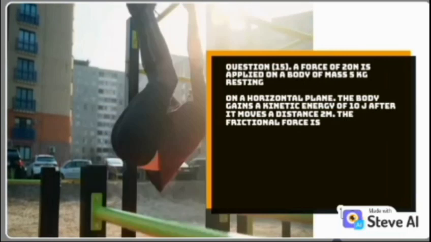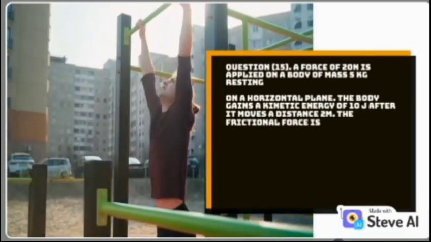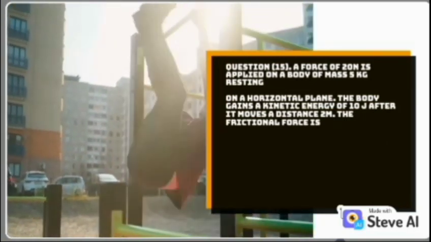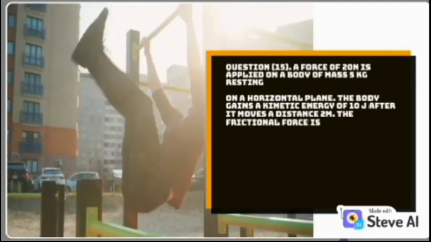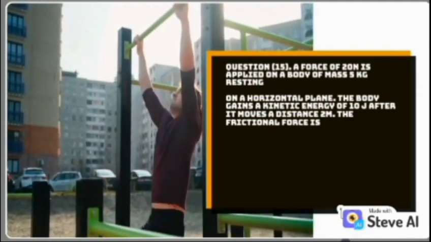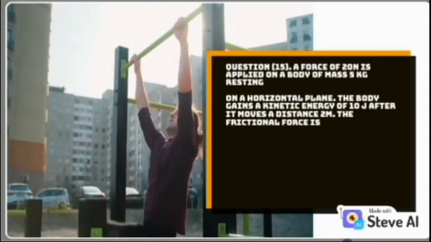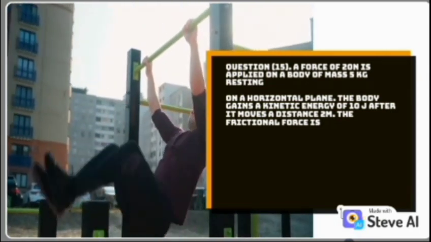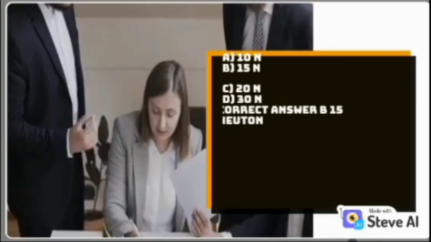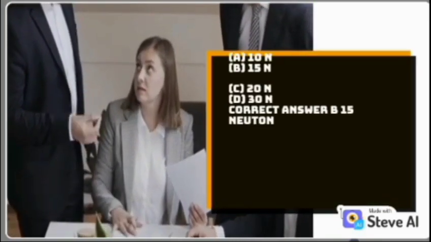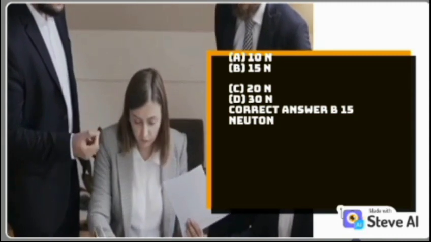Question 15. A force of 20 N is applied on a body of mass 5 kg resting over a horizontal plane. The body gains a kinetic energy of 10 J after it moves a distance of 2 meters. The frictional force is: A. 10 N. B. 15 N. C. 20 N. D. 13 N. Correct answer B, 15 Newton.